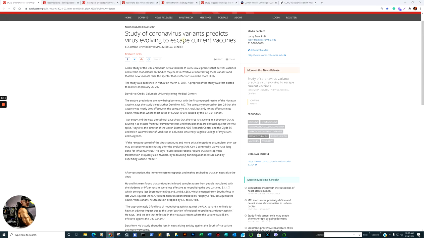Study of coronavirus variants predicts virus evolving to escape current vaccines. Now think about this, any virus that is introduced into the wild, especially in its first year or two, is going to have a lot of antigenic drift, if not possibly antigenic shift.